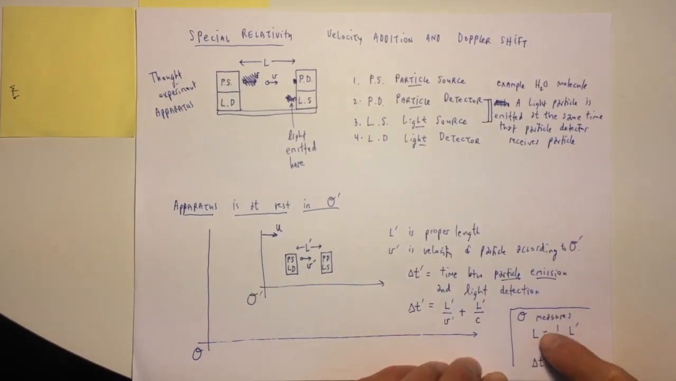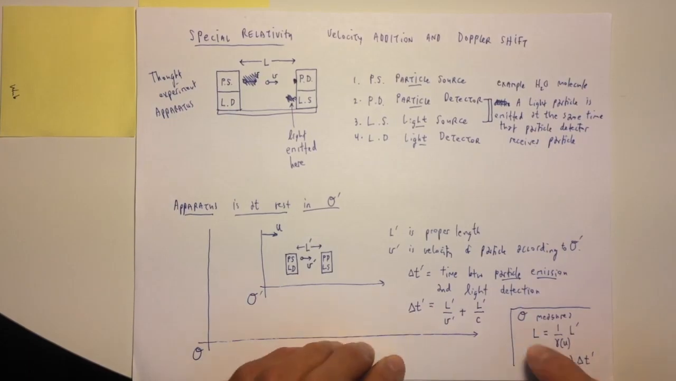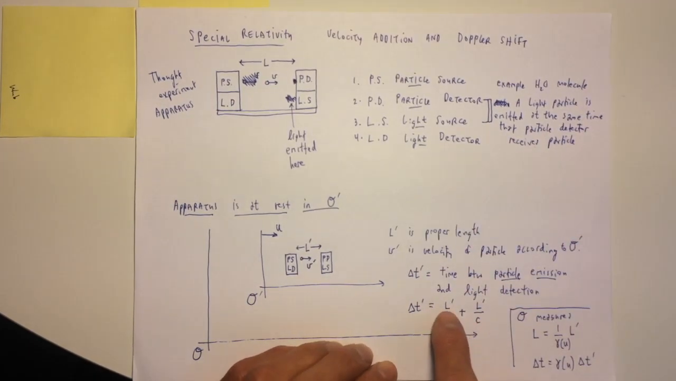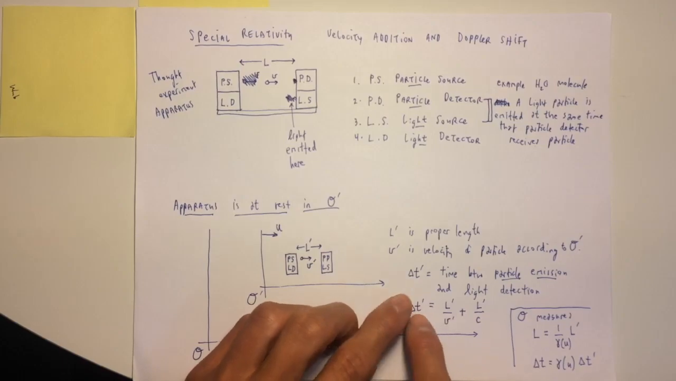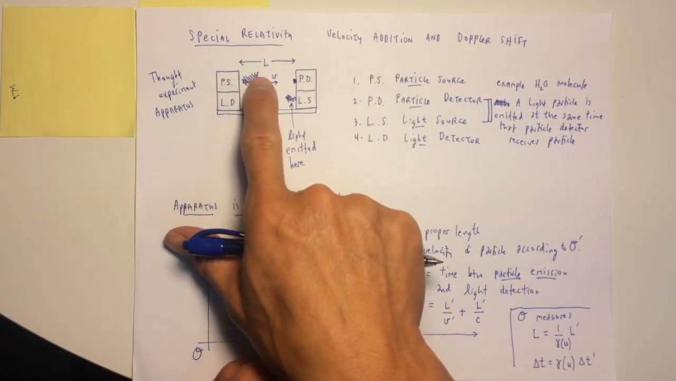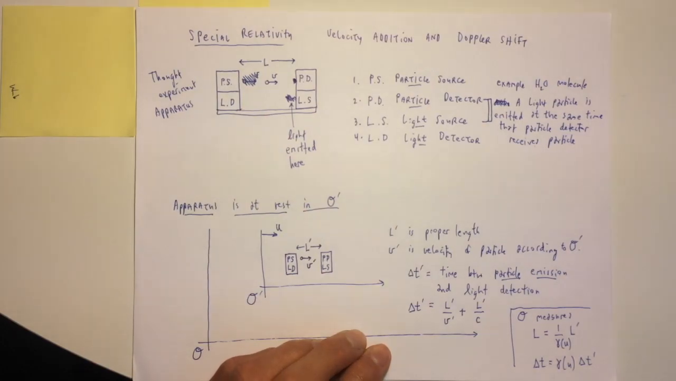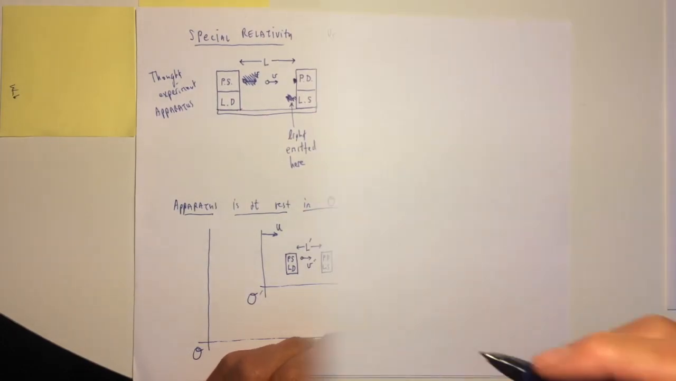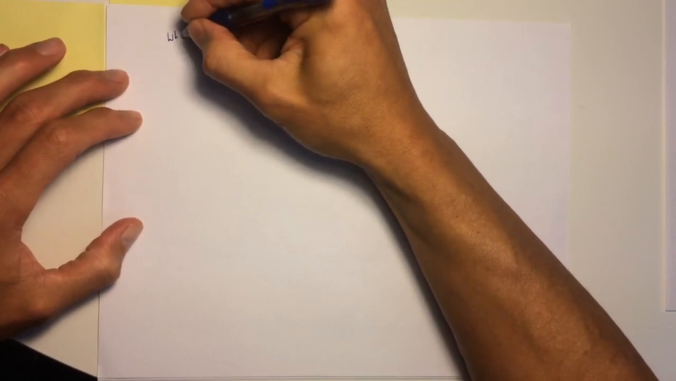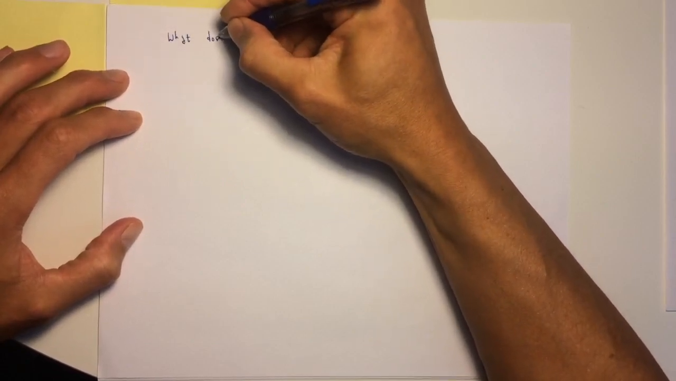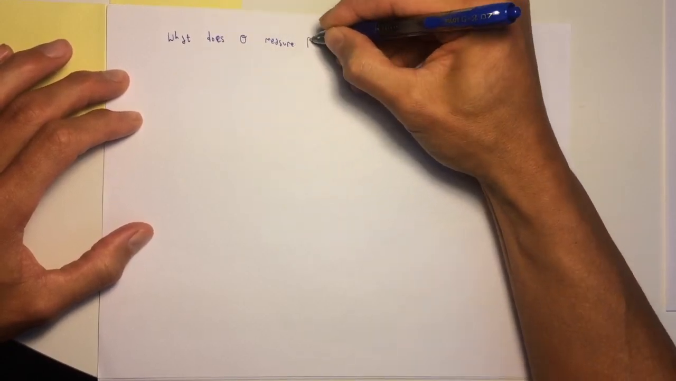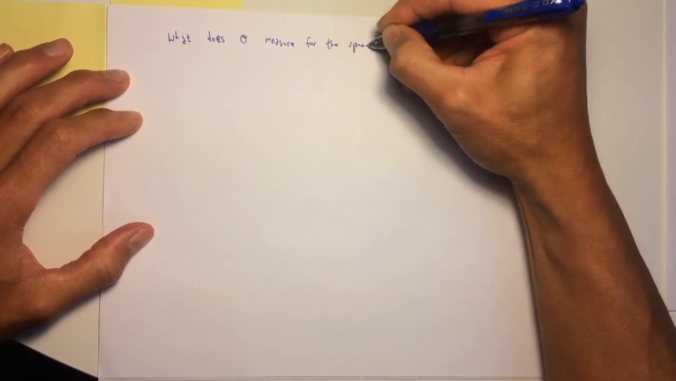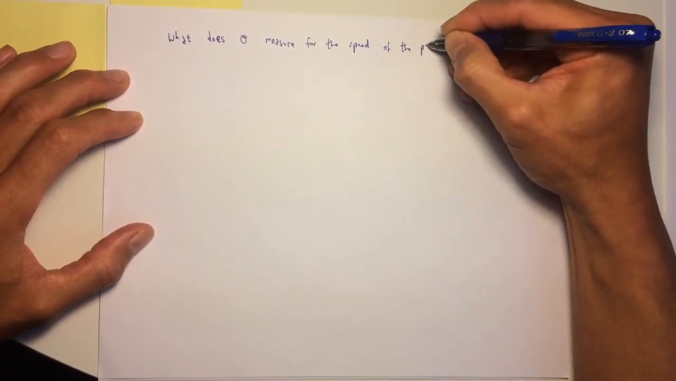Right, so O is going to measure two different pieces of information. But here, L prime would just be the size of the apparatus, so you could measure that with a ruler inside of O prime, and then delta t prime is this thing that you have to use a clock to wait for the round trip signals to happen. So the question is, what does observer frame O measure for the speed of the particle?